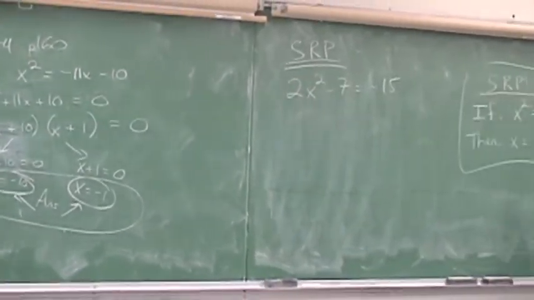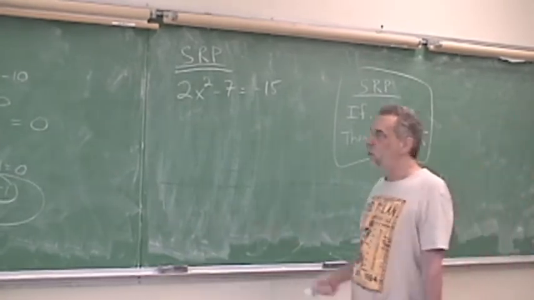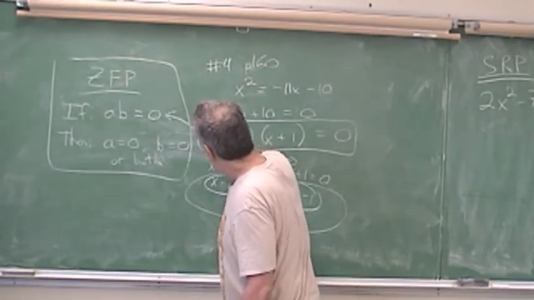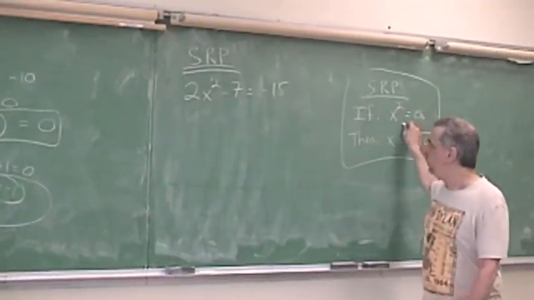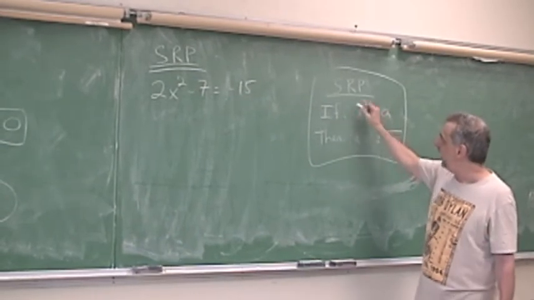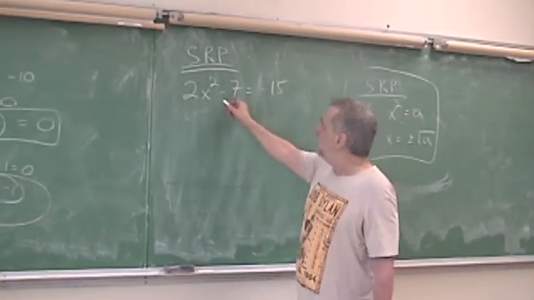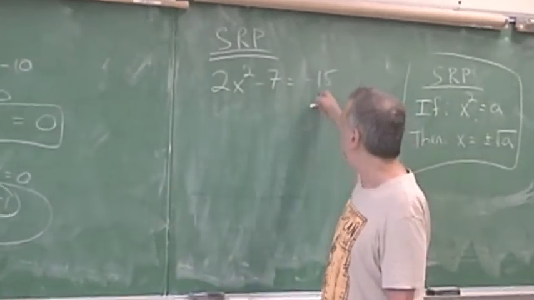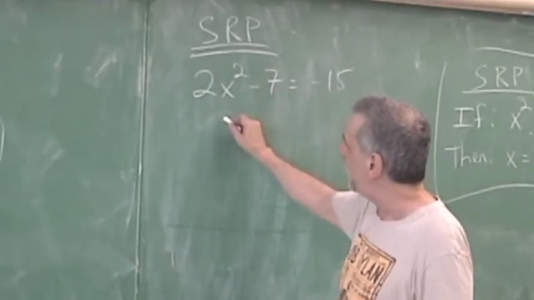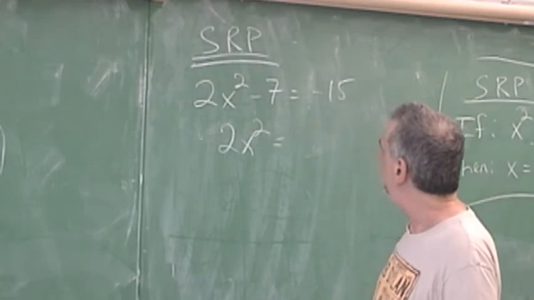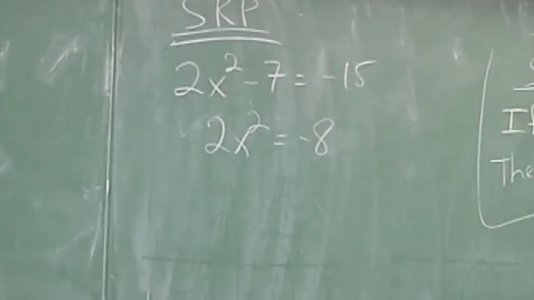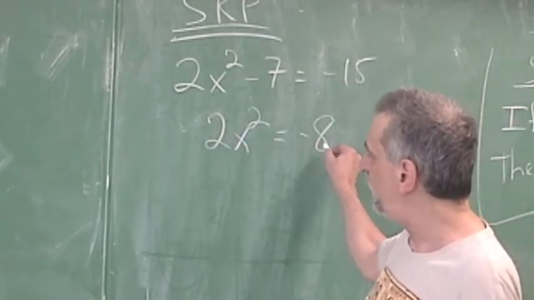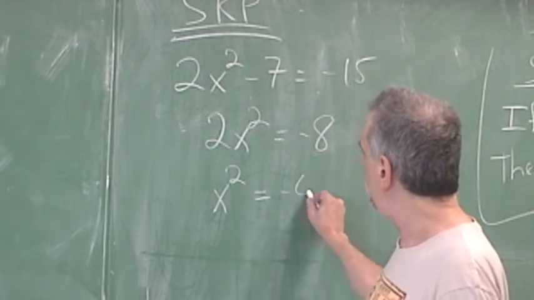But here we can. Again, we want to set up this if statement, just like over here. So we want to isolate the x squared. First we're going to manipulate this equation until all that's left on the left-hand side is x squared. So we'll add 7 to both sides first to get rid of the negative 7. So negative 15 plus 7 is negative 8. We still have that 2 in front of the x squared, so we want to divide both sides by 2. So we get x squared equals negative 4.